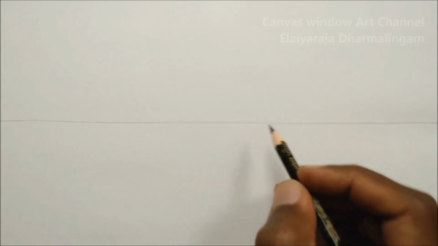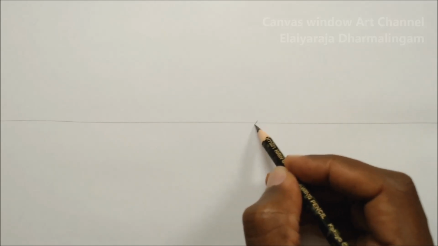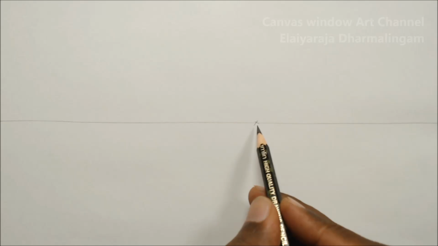Today we'll be talking about how to draw a bus in one point perspective. To begin with, you need to have a guideline, horizon line or eye level. We should have a vanishing point on the eye level.